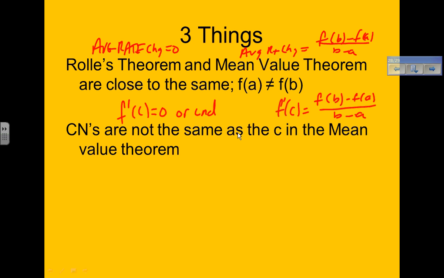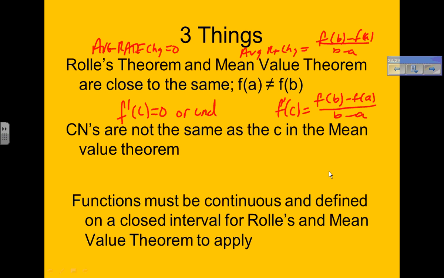And finally, the third, the functions must be continuous and defined on a closed interval for Rolle's and the mean value theorem to apply. When we had the function f of x equals 1 over x, that would not have been a candidate for the mean value theorem or Rolle's theorem if I were to cross the asymptote with the slope of a line. So it has to be continuous and it has to be defined. And it also has to occur on the closed interval.